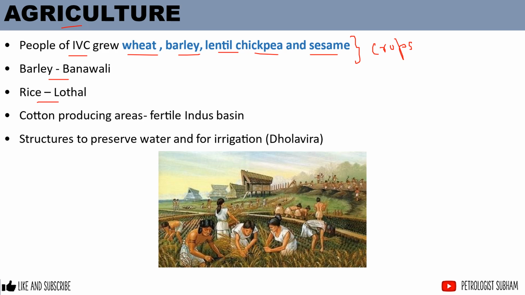Cotton producing areas were fertile in this basin. Structures to preserve water for irrigation were found where? In Dholavira. Okay, you should remember these particular details along with the sites. I have only pointed out the important ones which are frequent in previous year questions as well. Now I have discussed the agriculture part, and from the animal part you must know which animals were domesticated and which were not domesticated or were imported ones.